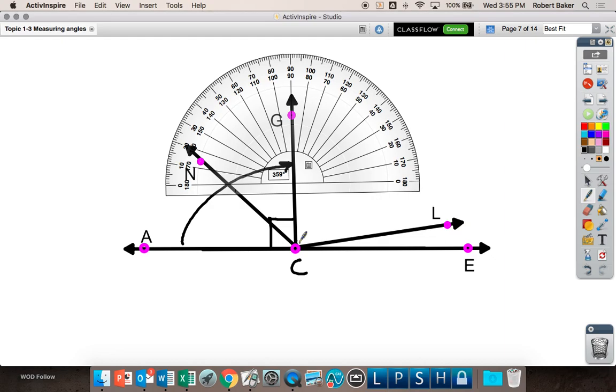Let's try a hard one. ACE. What you got? 180 degrees. Why is it the hardest one? Because it's a straight line. Straight line. Now here's the hard question.